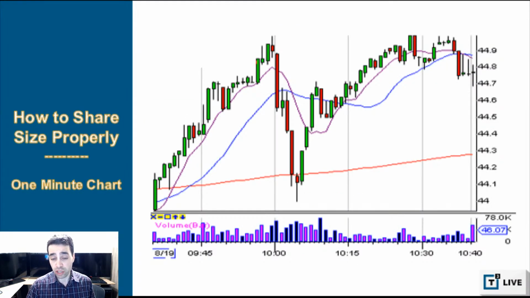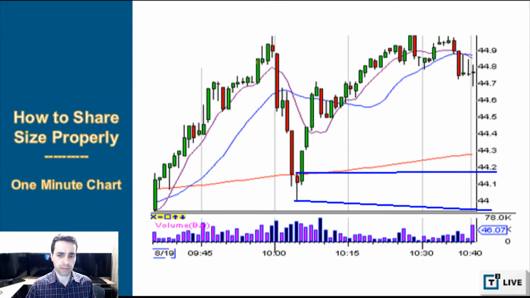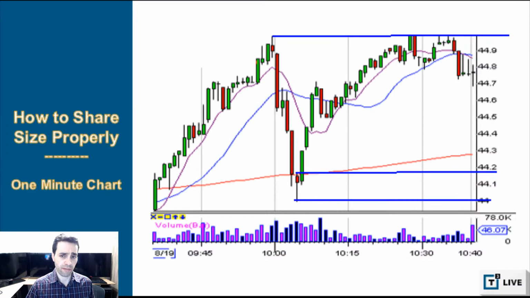Looking at this 1 minute chart, let's just say this was a chart that you were interested in playing long. And the entry for this was at 44.18, stop under the whole number. Let's say a couple cents below 44, so 43.98 or 99. And let's say your target was the prior pivot high, which is 45 bucks.